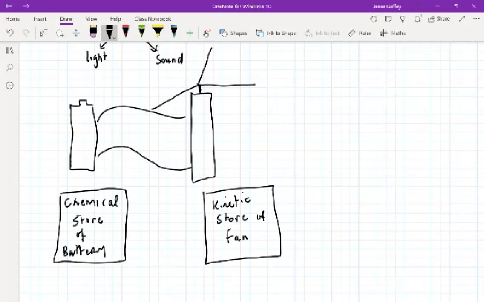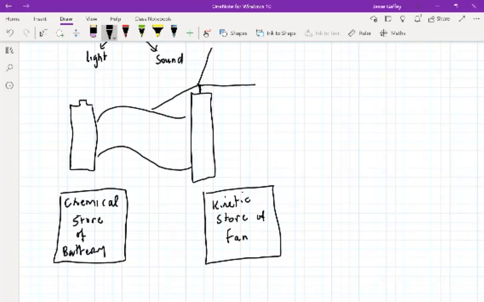Now, it's not mechanical working because there's no forces. The battery is not pushing or pulling the fan. It's not heating. It's not heat that's making the fan spin around. And it's not waves. It's not traveling by sound or by light.